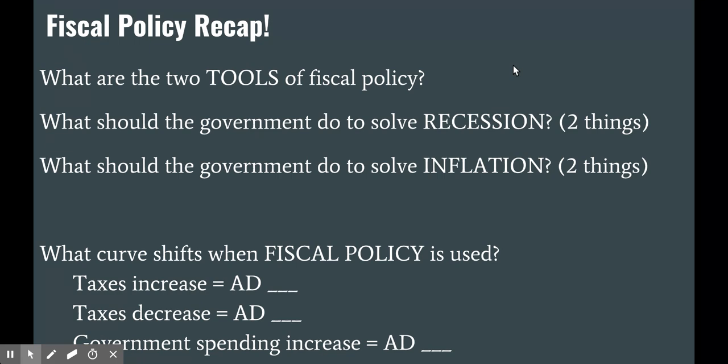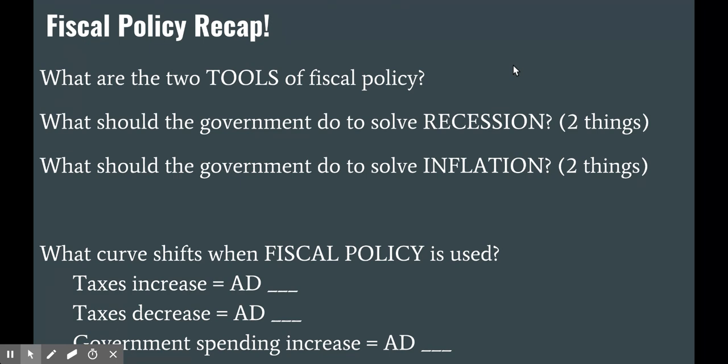So the two tools of fiscal policy are government spending and a change in taxes, both things controlled by the government. This fiscal policy is the attempt of the federal government to solve recession or to solve inflation through taxes and government spending. So if the government wants to solve recession, it should lower taxes so consumers have more money, or increase government spending, which helps create jobs and gives money to those workers.